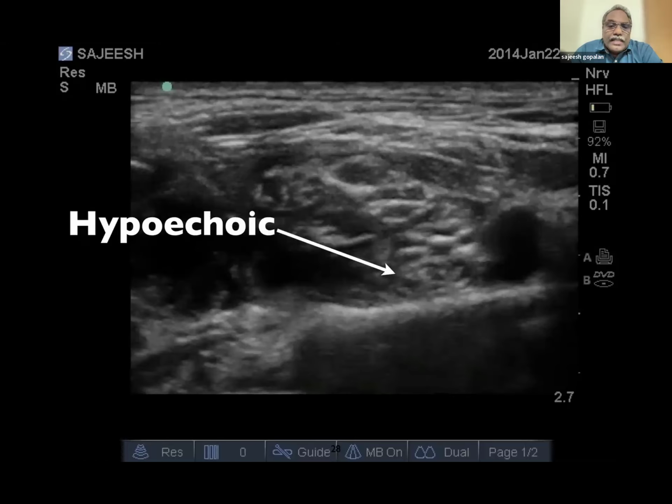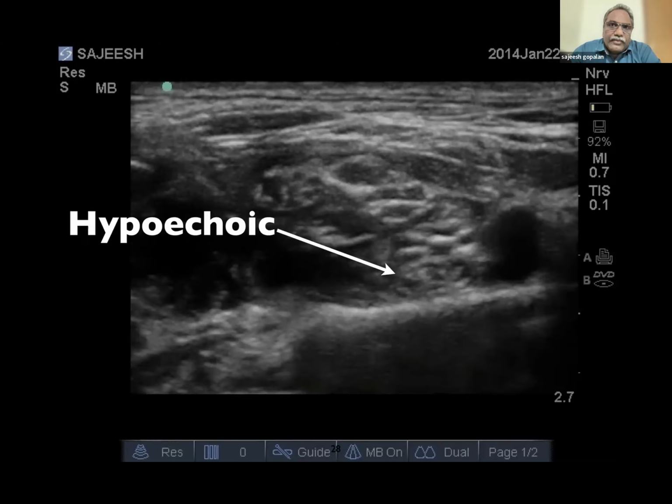Then we have hypoechoic. One more thing about hyperechoic is that when we go to the next level, interfascial plane blocks, the fascia covering between the muscles, the epimysium or any other fascia, will also be seen as a white line, a hyperechoic line.